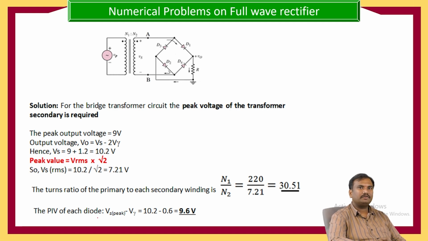Here, the peak inverse voltage of each diode is Vs peak minus V gamma. Here only one diode will be conducting. So the peak inverse voltage will be Vs peak minus V gamma, that is 10.2 minus 0.6, which is equal to 9.6 volts.